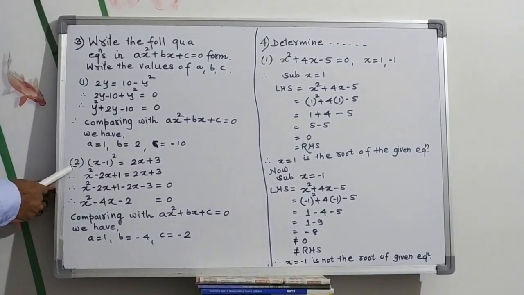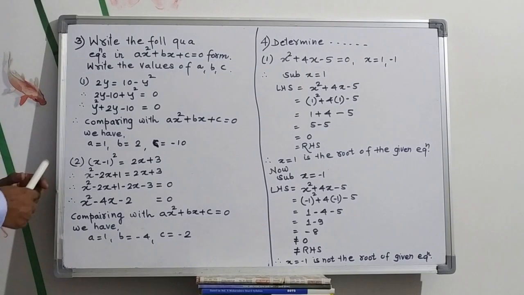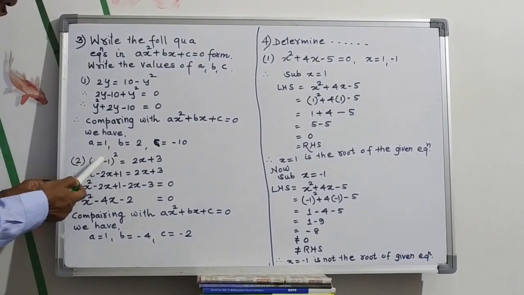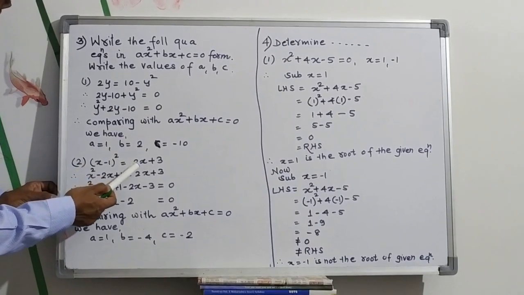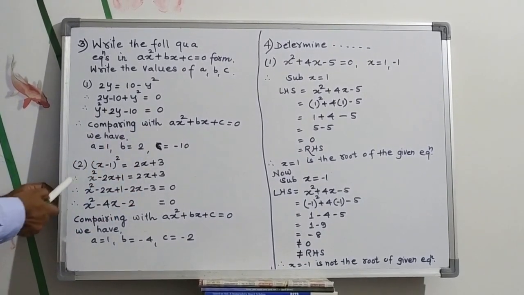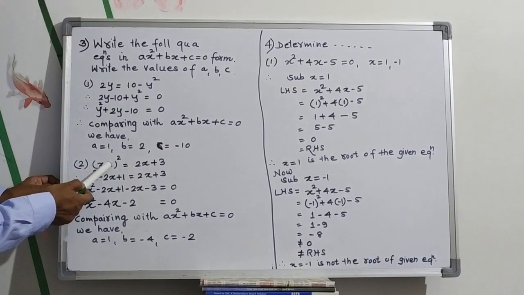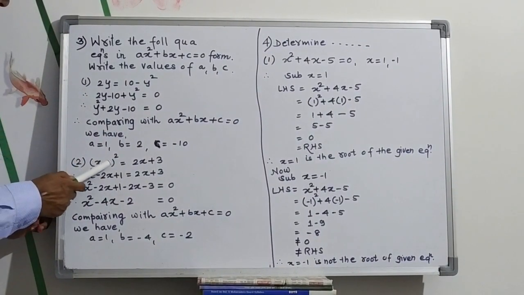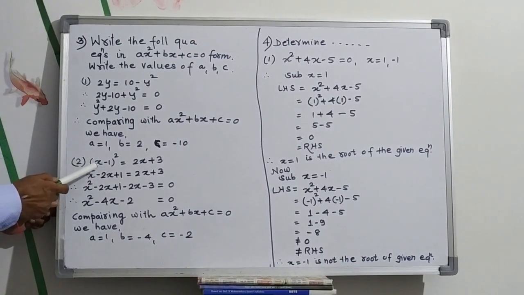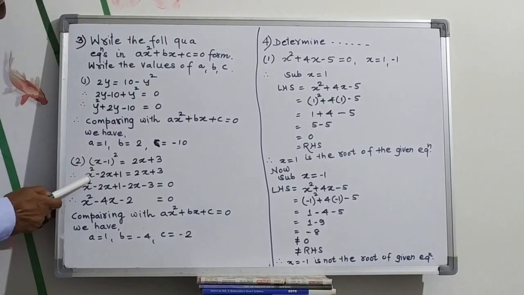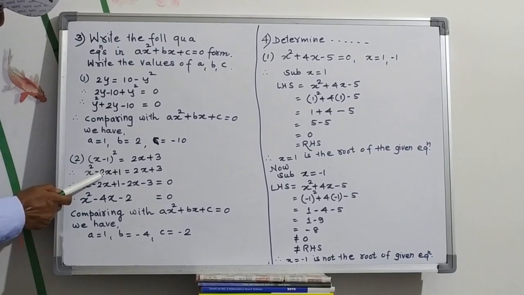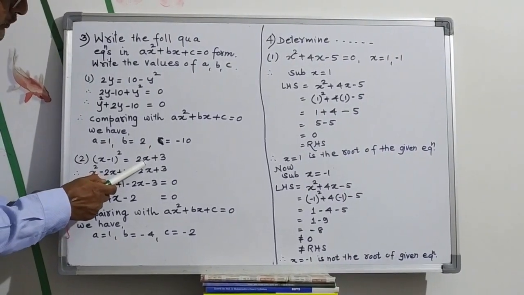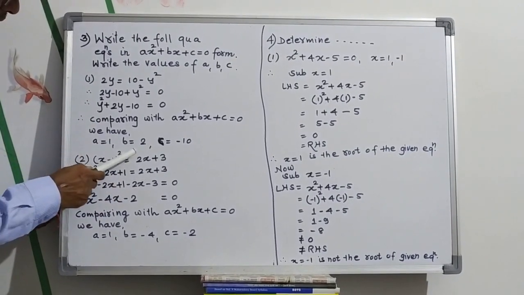Now we'll turn towards example number 2. What is that example number 2? x minus 1 whole square is equal to 2x plus 3. Let us open the bracket x minus 1 whole square by using formula a minus b whole square. So what is the expansion of x minus 1 whole square? It will be x square minus 2x plus 1 is equal to, here you have 2x plus 3. So I have written it as it is.